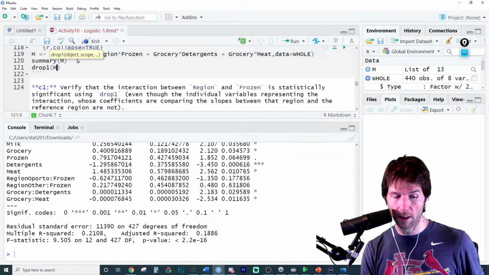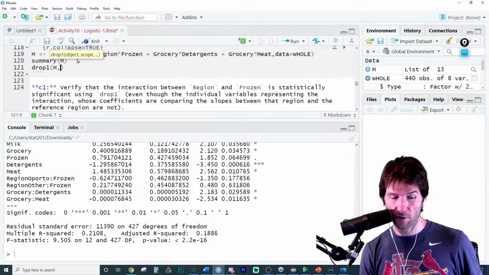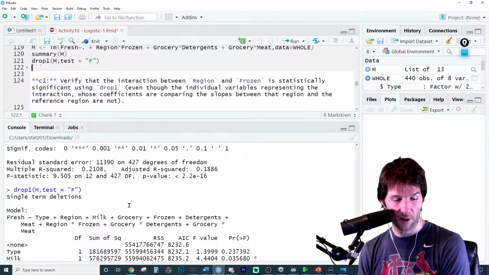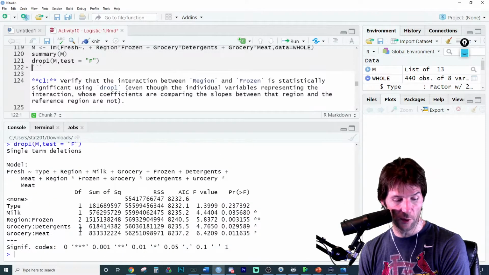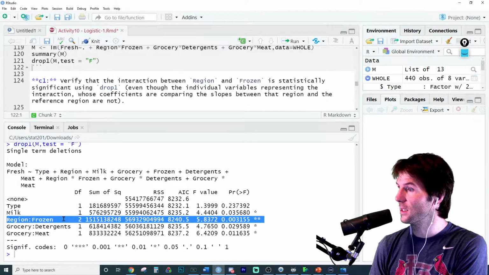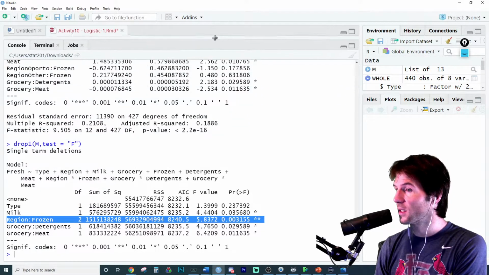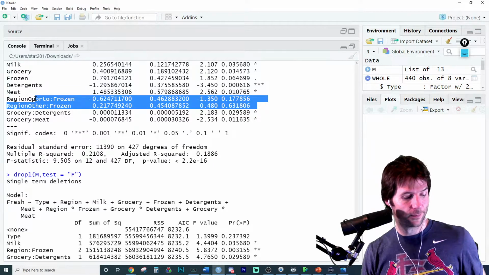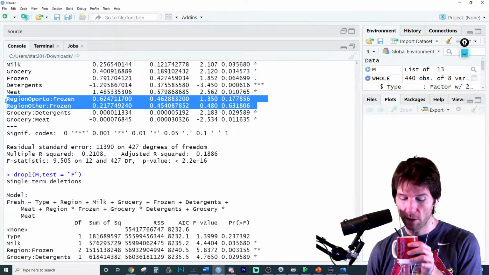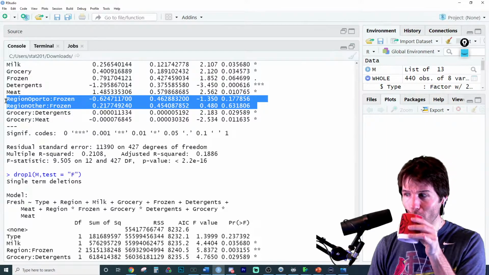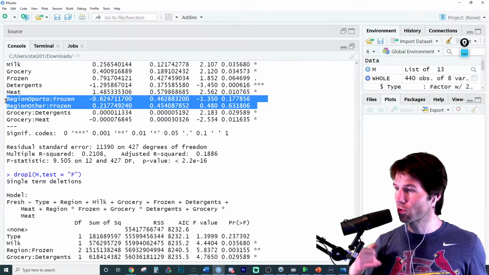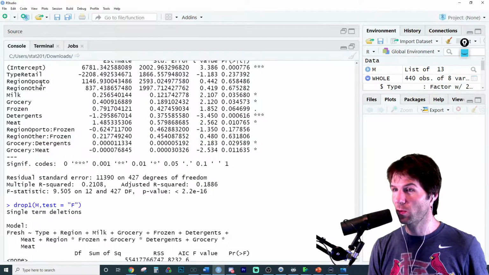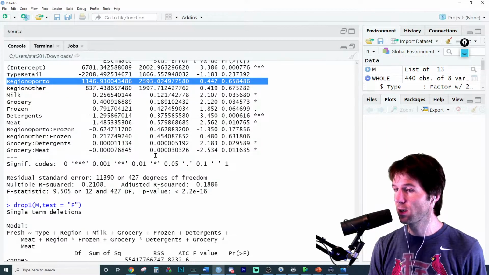But in the drop 1, which removes both of those from the model, hopefully we see it. And now right here, the interaction between region and frozen is statistically significant. So this is one of the biggest things to know: these individual ones don't matter. We don't look at those. That is their statistically significant difference from the reference level, much like regions right here are statistically significant differences from the reference.